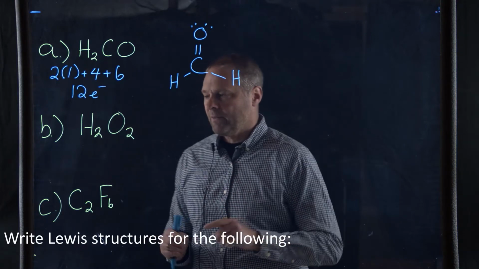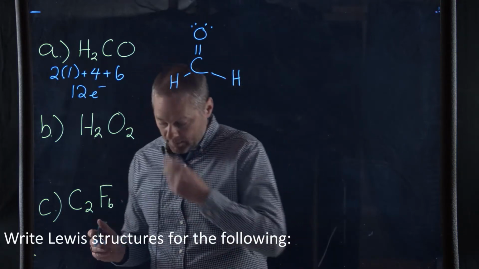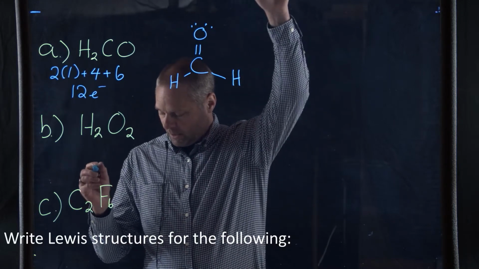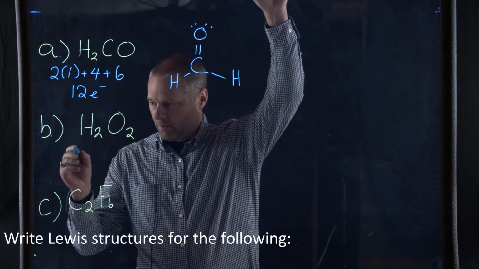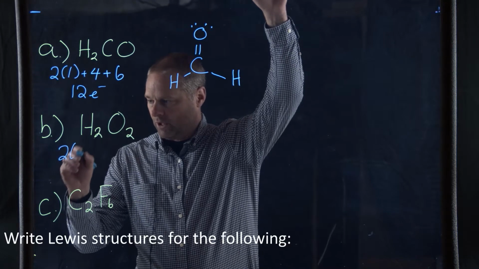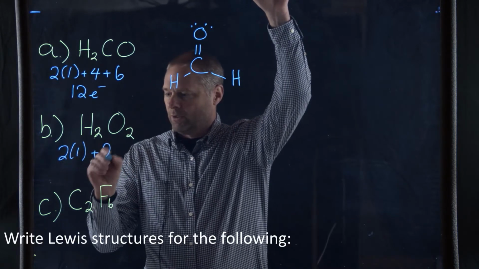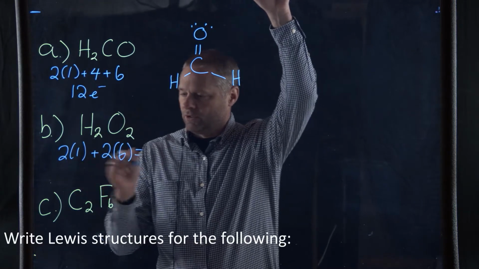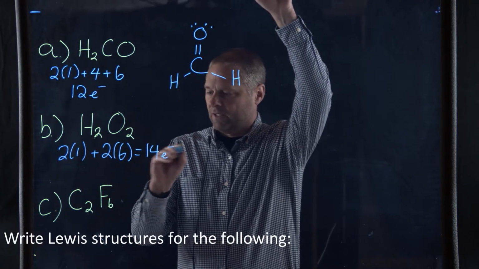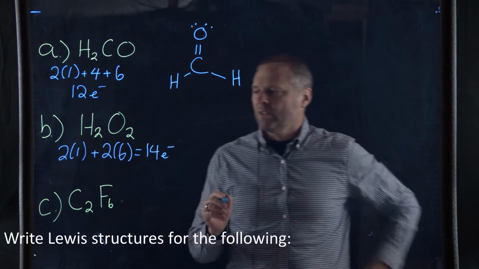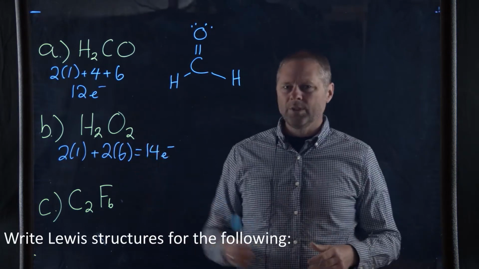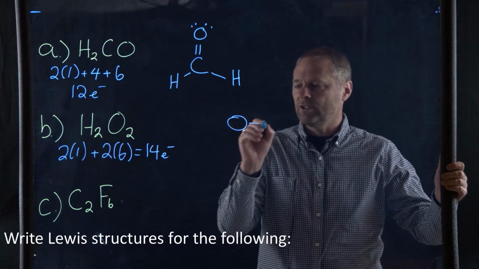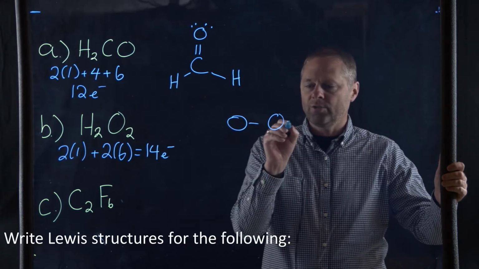The next one we have here is peroxide. And once again, we're going to count the number of valence electrons that the peroxide has. So this has 2 times 1 for each hydrogen, plus 2 times 6 for each oxygen. This is going to be 12 plus 2. This gives us 14 electrons. Now you may ask yourself, what's going to be the central atom here? Well, the central atom in this case is going to be the 2 oxygens.